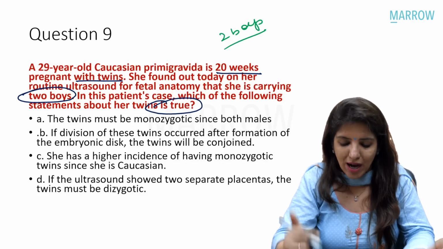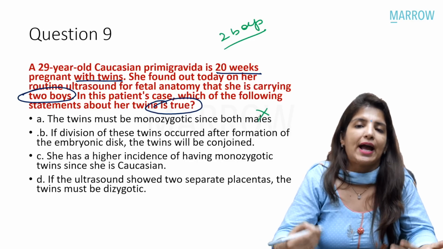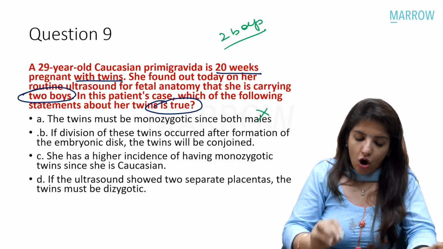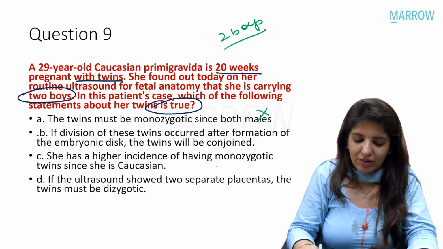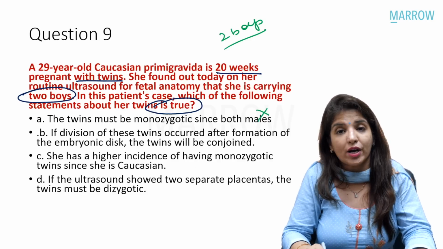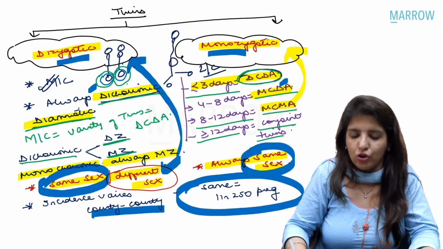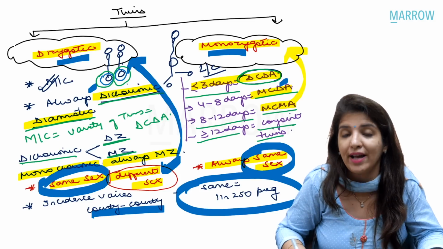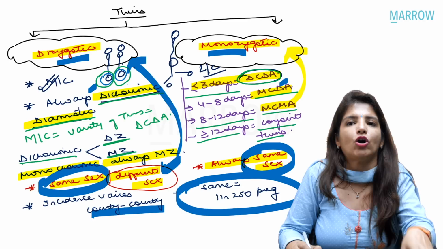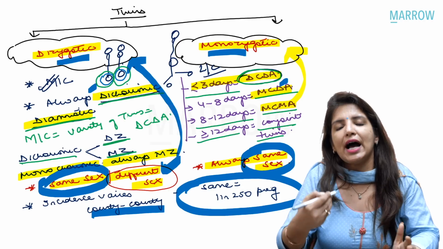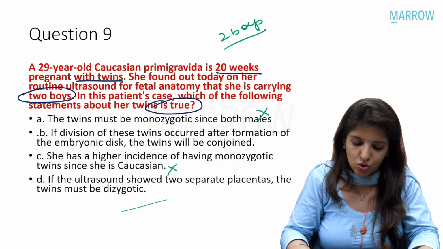Option A, the twins must be monozygotic because they are males. No, because same sex can be seen in dizygotic twins. Option C, we'll talk about option B later. Option C, she has a higher incidence of having monozygotic twins since she is a Caucasian. No. Just now I told you that the incidence of monochorionic twins is the same throughout the world, and that is 1 in 250 pregnancies. It is the incidence of dizygotic twins which varies. Over here they are talking about monozygotic twins, so this statement is wrong.